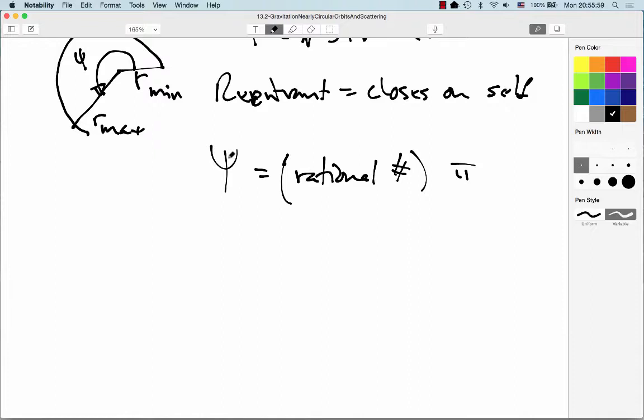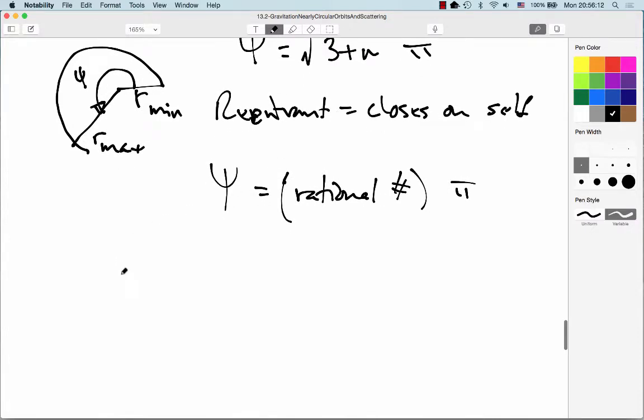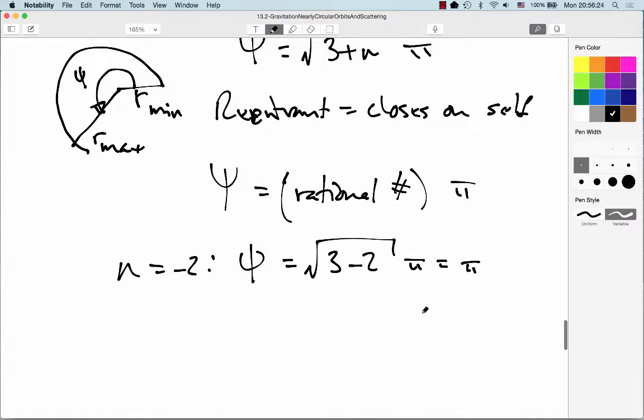So let's take a look just at some integer possibilities. It's not necessarily a bad road for non-integer n's, but let's just look at the integer cases. So n equals -2, for instance, which is the world we live in. Our psi would be equal to root 3 minus 2 times pi, or just pi. That's consistent with an ellipse.